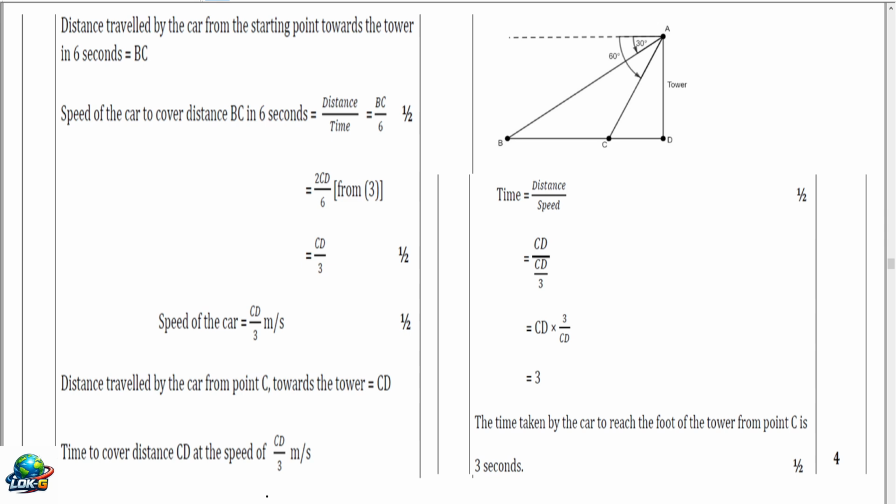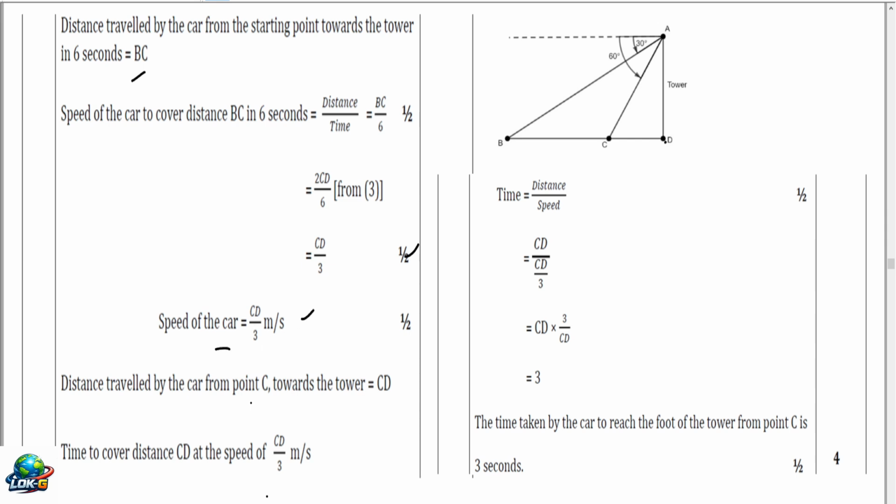Let us move on to the last step now. Distance traveled by the car from the starting point towards the tower takes 6 seconds. Speed of the car is distance upon time, which is BC upon 6. What is BC? 2CD. So 2 upon 6 is CD upon 3. You will get half mark. Speed of the car will be CD upon 3 meter per second.